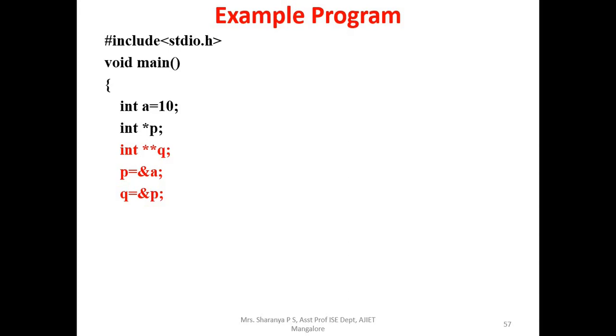If we see one more example, A has 10 and we have defined star P. It is the same example, defined with slight changes. Integer star P is a pointer, and integer star star Q is defined as a pointer to pointer, and P has the address of A and Q has the address of P. That is, we have defined the pointer variable star P and one more pointer to pointer variable, star star Q.